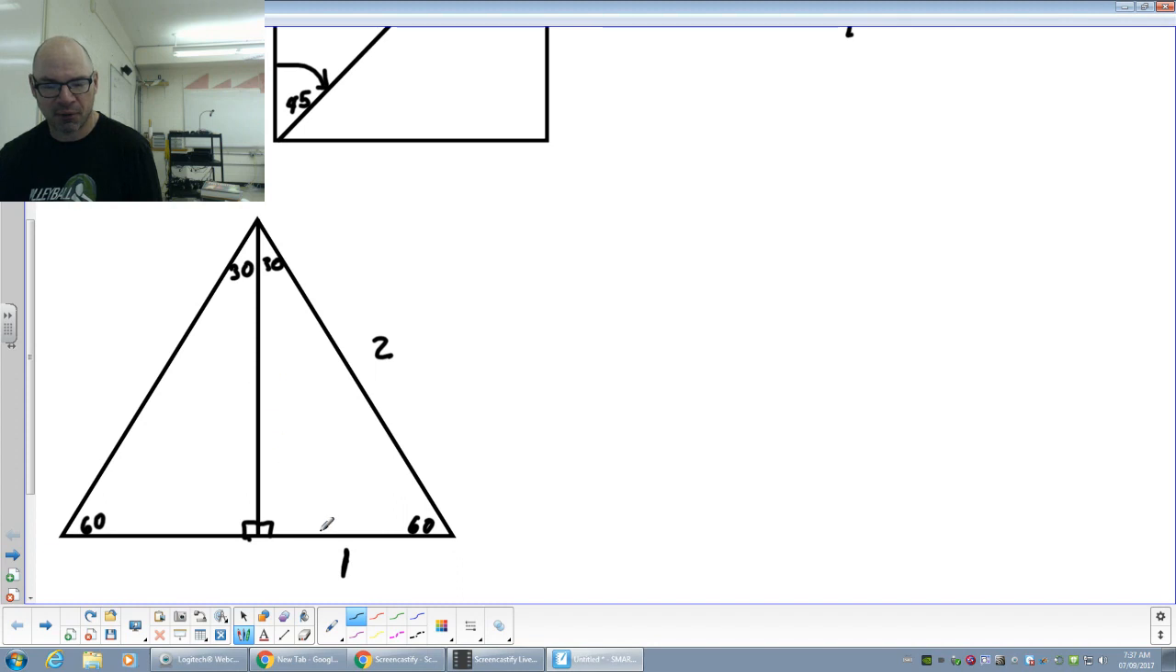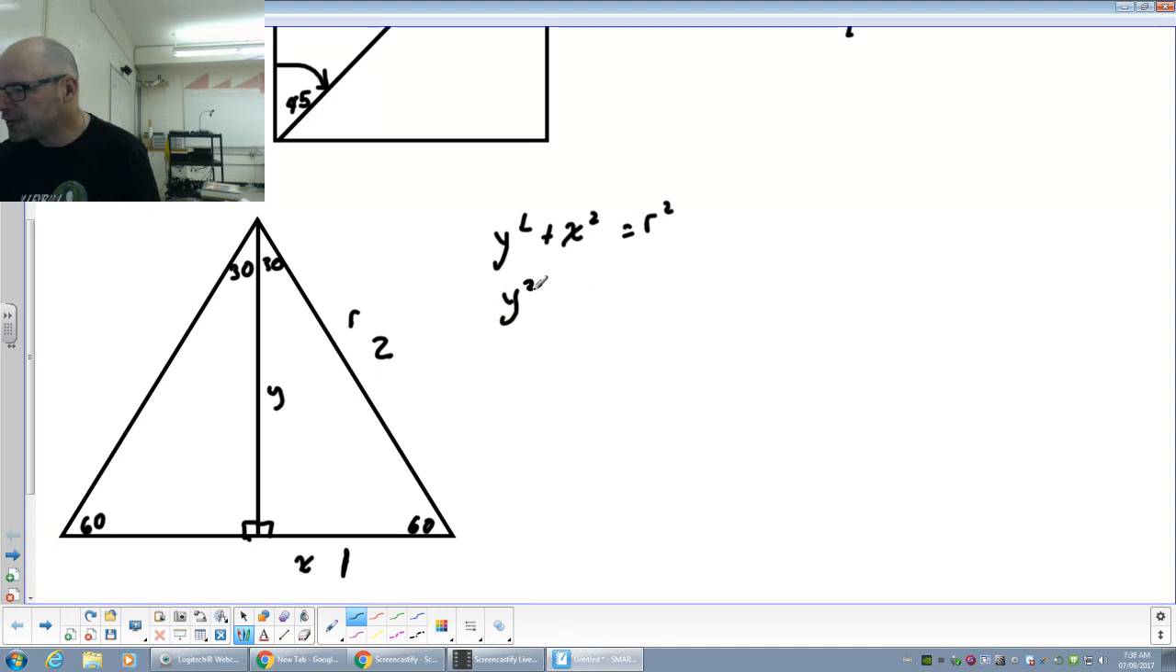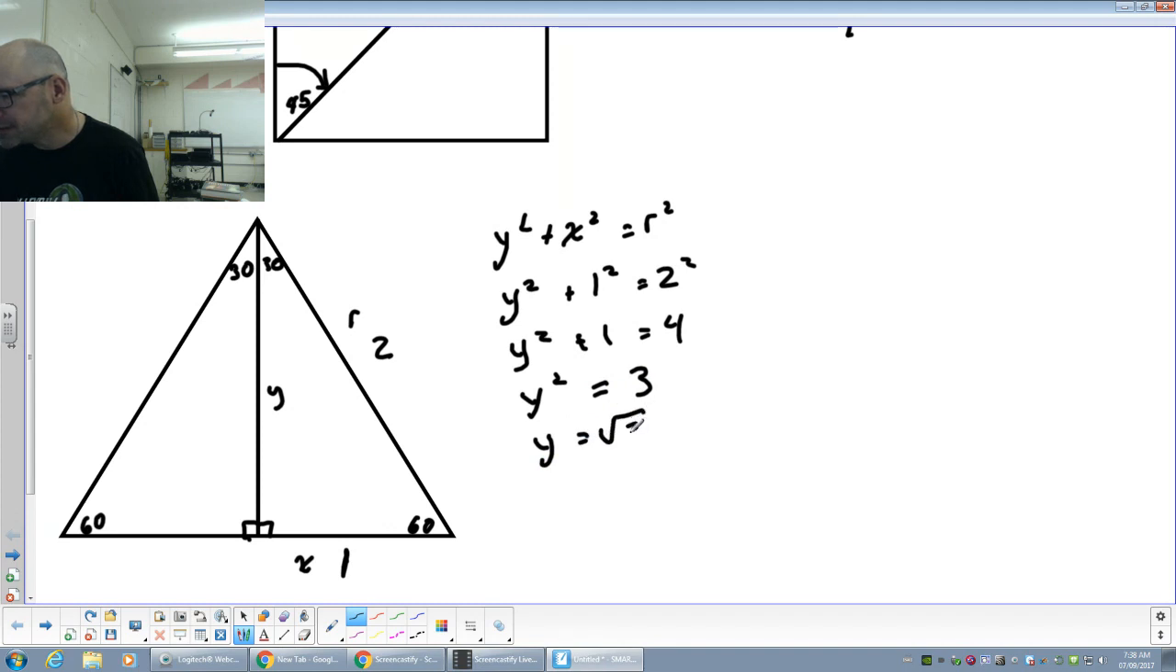So this side squared plus this side squared equals 2 squared. So let's call this one y, this one x, and this one r. So if we're doing that one, y squared plus x squared equals r squared. So y squared is unknown, x squared is 1 squared, and this is 2 squared. So y squared plus 1 equals 4. So we've got to subtract the ones. Okay, so we get y equals root 3. So this is root 3 here.